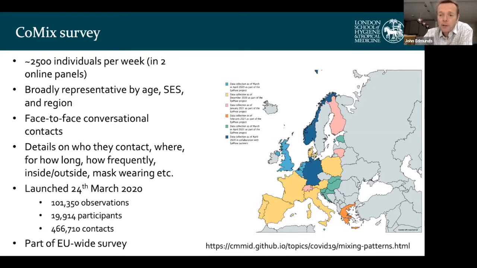And it's also part of a wider EU survey that's now being run in 20 different countries across the EU, which you can see on the map on the right. Different countries have dipped in, are doing basically the same survey, but at different points in time. So they haven't all done it from March until now, although in the UK we have every week since March.